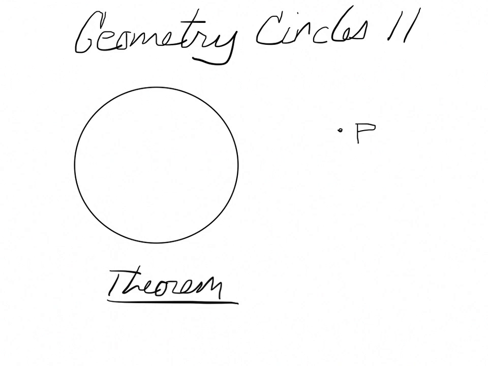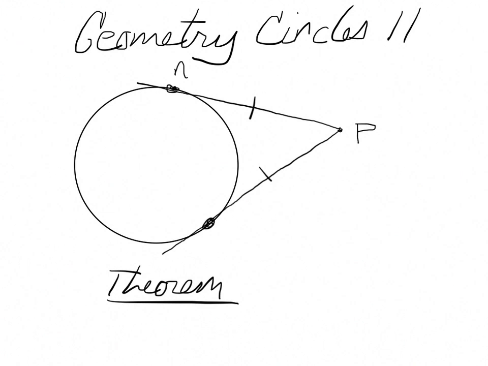If I draw a tangent from point P outside the circle to where it touches the circle, and then I draw another tangent from point P so that it also touches the circle in one point, then those two tangents are equal. So both of those tangents are going to be the same length. And so you could say it this way.